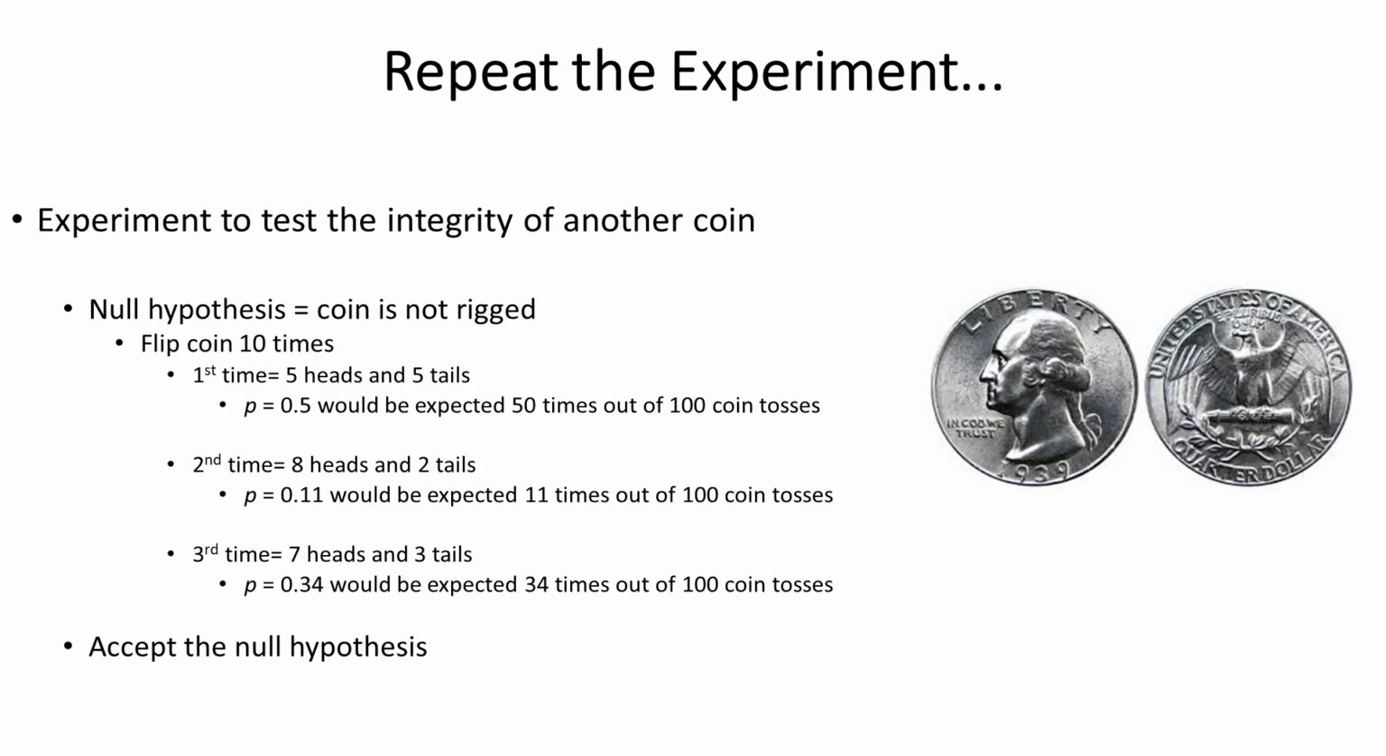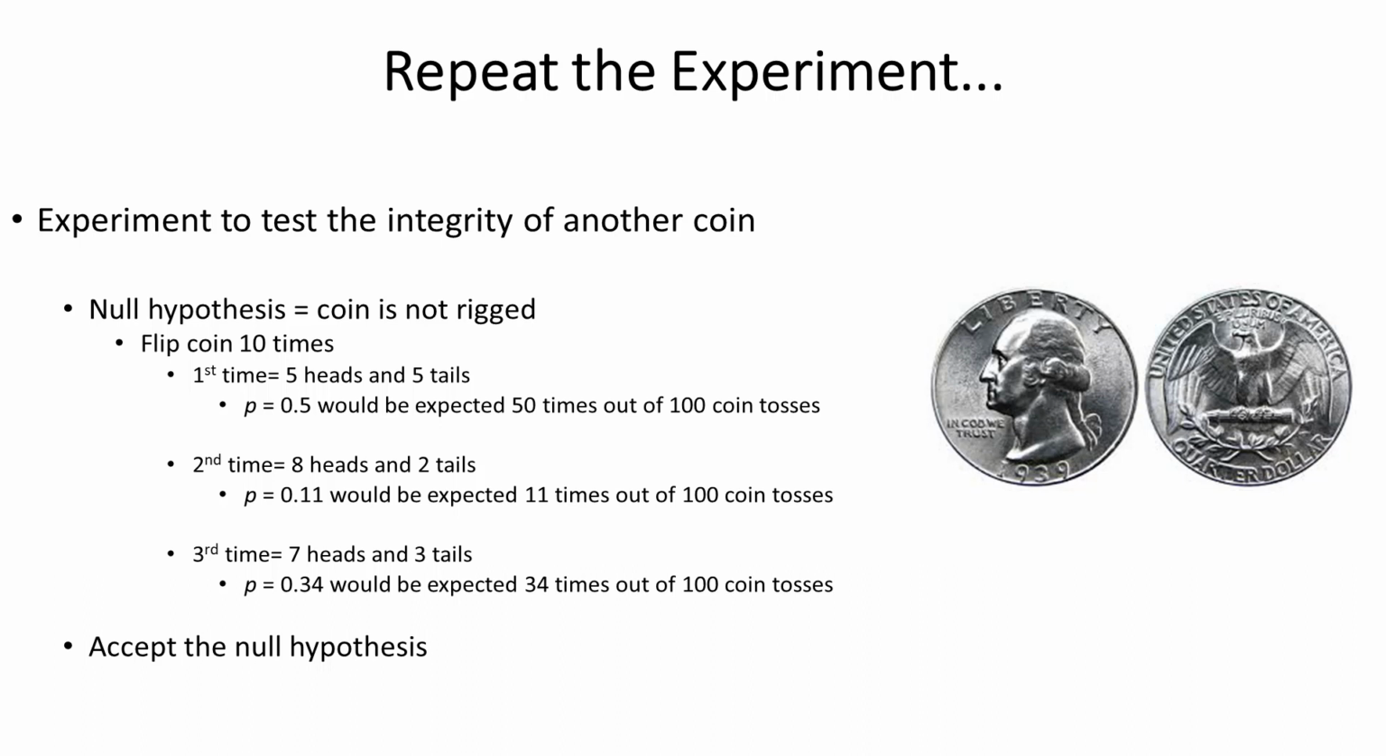So in order to prove that there's something wrong with that first coin, we need to test the experiment again with another coin. So we're going to go ahead and test the integrity of another coin. And again, we're starting with the null hypothesis that the coin is not rigged. So we go ahead and flip the coin 10 times. First time we flip it, we get 5 heads and 5 tails. Okay, that p is equal to 0.5, and that would be expected. So what you'd expect is you'd get that 50 times out of 100 coin tosses.